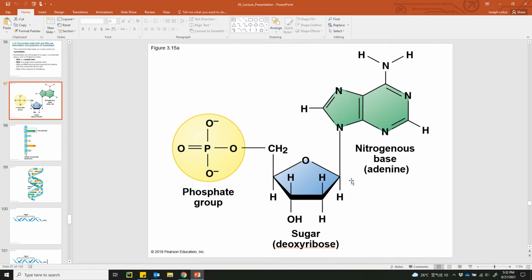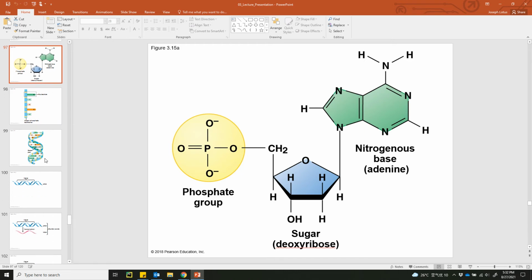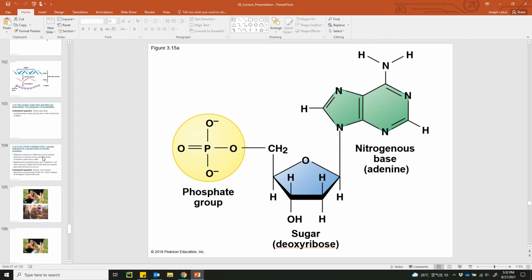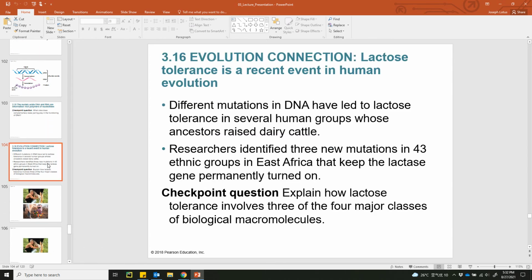So, again, what are the differences? The shape is different, double helix versus single helix. The nitrogenous base is different, T versus U. And the sugar is different, deoxyribose versus ribose. Those are three of the most important physical differences between DNA and RNA. But of course, their function is also different.